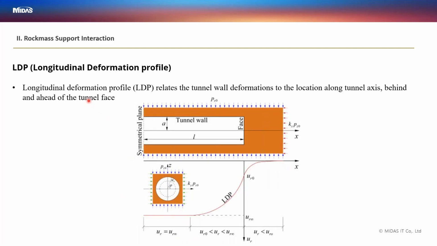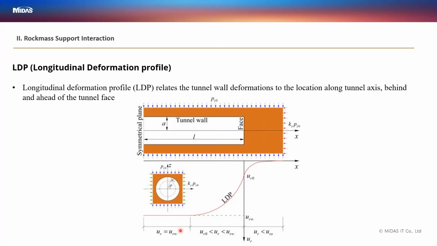The third is the longitudinal displacement profile. The longitudinal displacement profile relates the tunnel wall deformation to the location along the tunnel axis, that is, behind the tunnel face and ahead of the tunnel face. Let's say this is my tunnel face. If I go towards the rock, at a certain point my deformations are 0. And if I go back towards the excavation, after a certain length, my deformations are permanent.